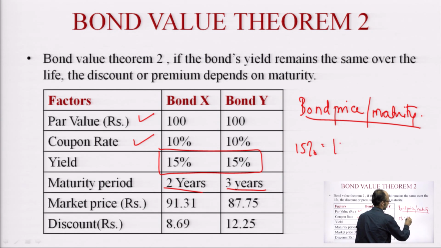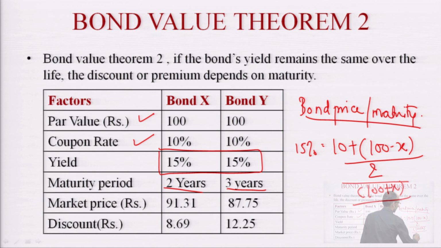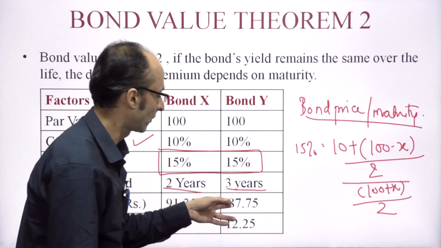we have the interest of 10, the maturity value of the bond is 100, and we do not know the current market price. We can apply this formula here like this and get the current intrinsic value of the bond. Now I have already calculated through this formula the value of the bond, which comes out to be 91.31 and 87.75.